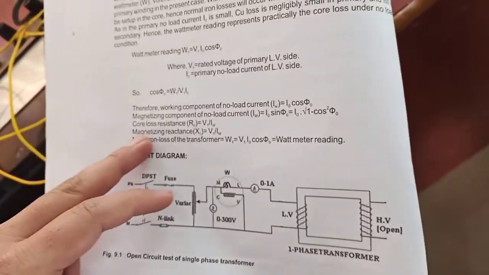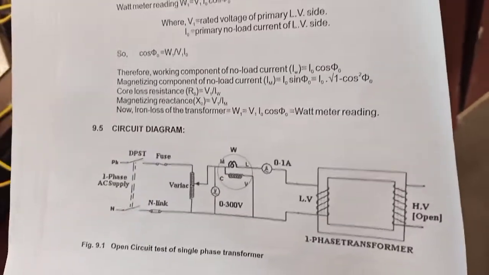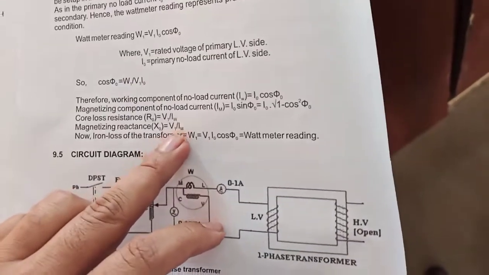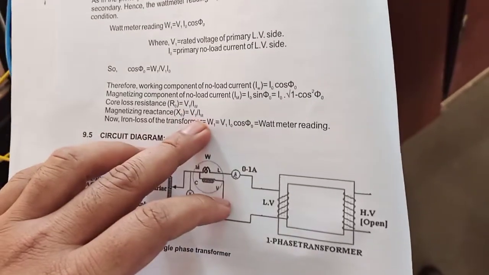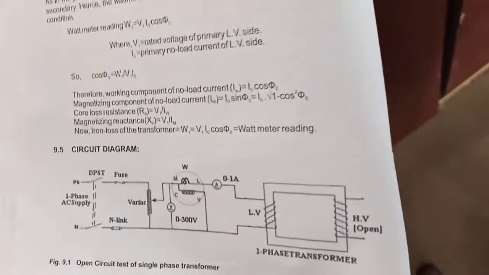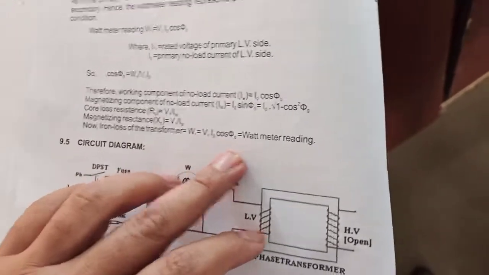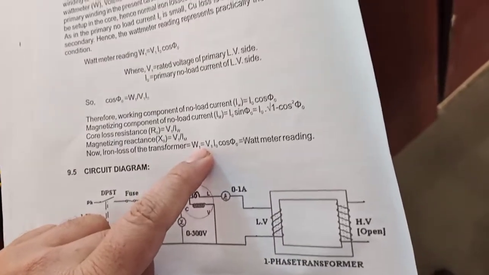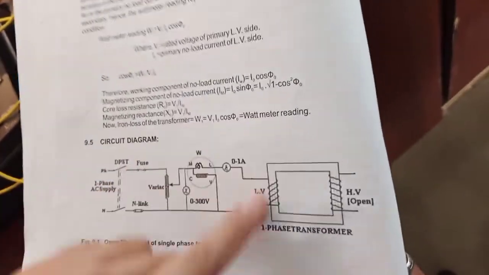Similarly, we have to find out the core loss resistance, that is R0. We know R is equal to V by I. According to the phasor diagram of the single phase transformer, R0 is equal to V1 by IW, which you have already studied in the theoretical part. The magnetizing reactance X0 is V1 by Im, that is I mu. In some books it's also mentioned as I mu. And total power P is equal to V I cos phi. Here, as it's a wattmeter, it is W, and V1 because it's the supply voltage, and I0 because it's an open circuit test, then cos phi 0. This is all about the wattmeter reading.